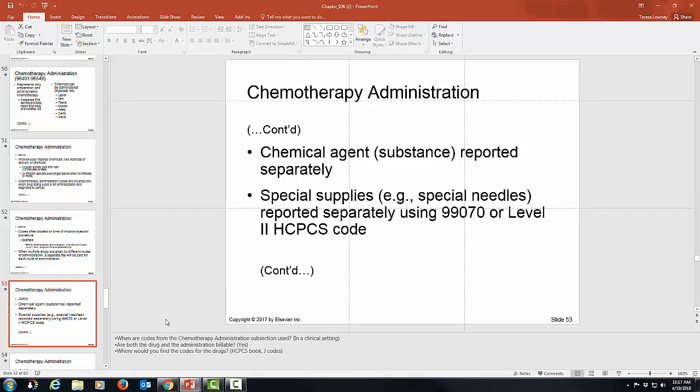Those are your supplies, and any special supplies, special needles, anything else that you need to do. You need to find those drugs in your HCPCS book, and they're all J codes, and they're all generic.